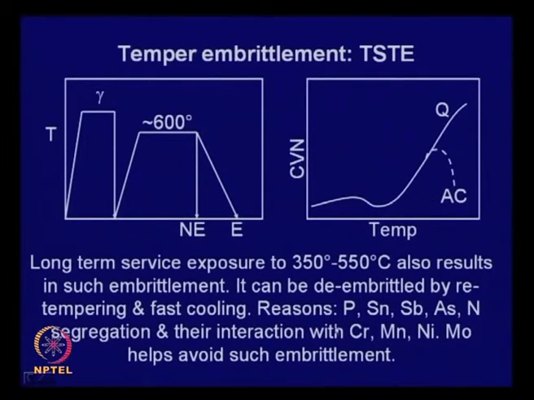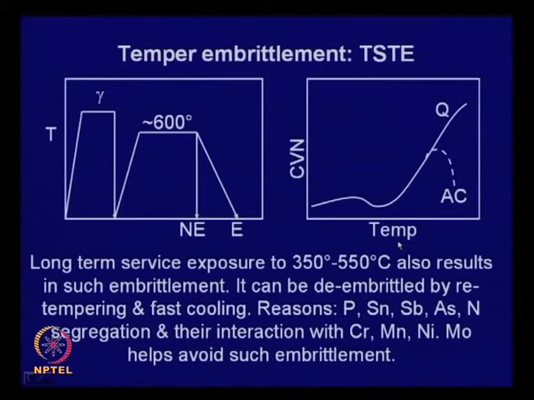This embrittlement is also primarily because of segregation of these elements and their interaction with the alloy elements. It does depend on these alloy elements, and there is one element which helps remove this kind of embrittlement. And this steel can be de-embrittled. If a steel has become embrittled, you can give a second treatment, and after that you oil quench, and it is no longer temper embrittled.